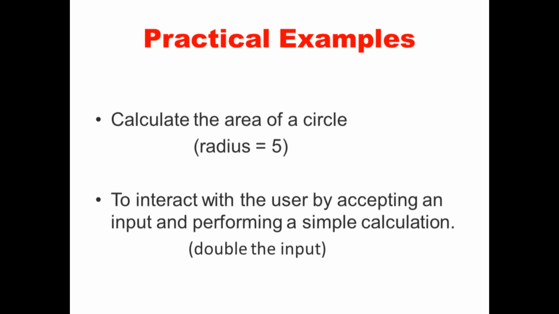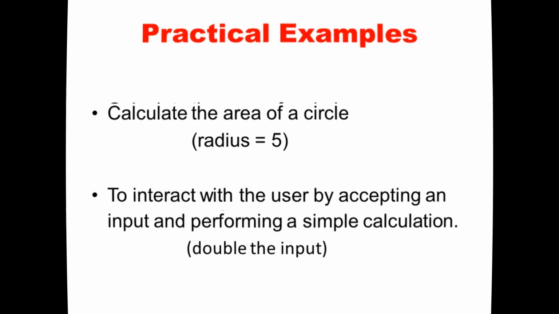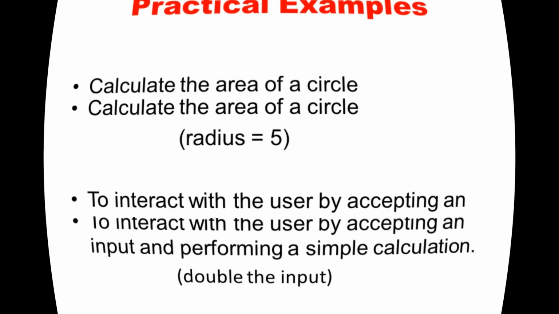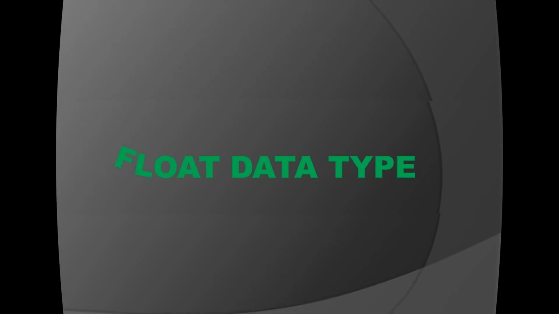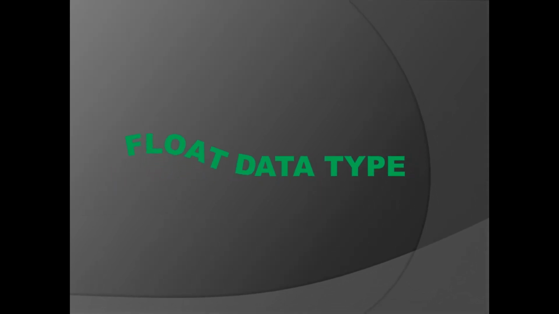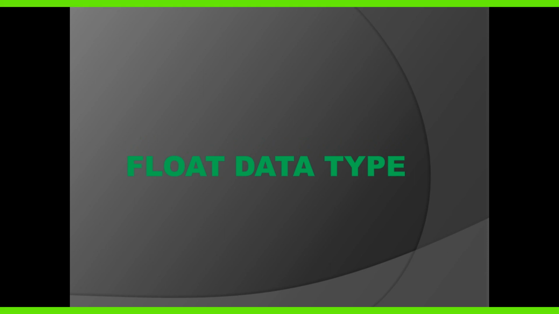So these examples demonstrate the versatility of floats in Python, from initializing variables to accepting user input, converting data types, and performing mathematical calculations. So in this video, we have seen that the float data type in Python is essential for handling real numbers with decimal precision. It supports various operations and can be used in a wide range of applications.